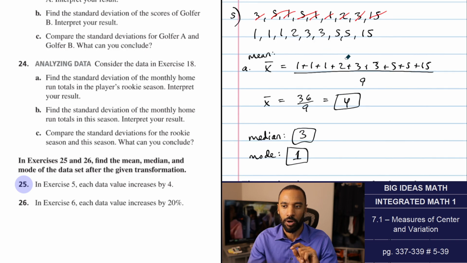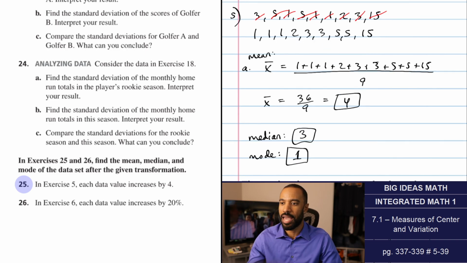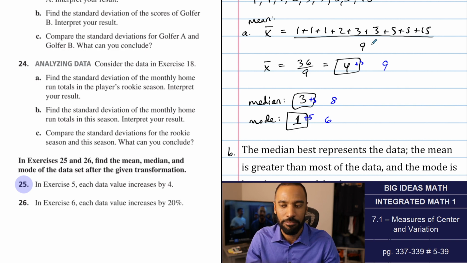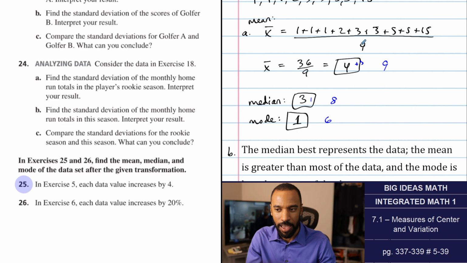Previously, they were 4, 3, and 1. Let's look at 9, 8, and 6 versus 4, 3, and 1. What happened? 4 plus 5 is 9. 3 plus 5 is 8. 1 plus 5 is 6. They all got 5 bigger when I made them 5 bigger.